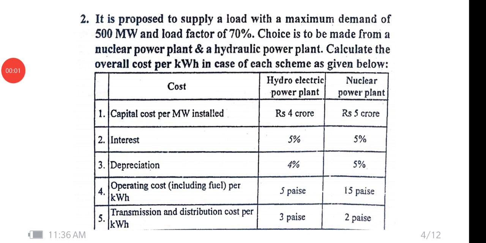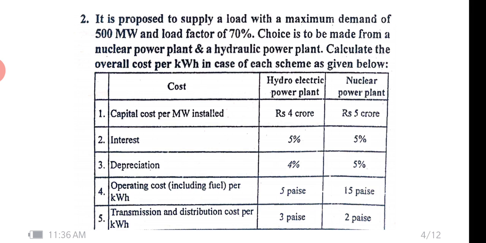Hello students, now we shall look at the second problem in this module 2 of energy and environment. It is proposed to supply a load with a maximum demand of 500 megawatt and load factor of 70%. Choice is to be made from a nuclear power plant and a hydraulic power plant. Calculate the overall cost per kilowatt hour in case of each scheme as given below.